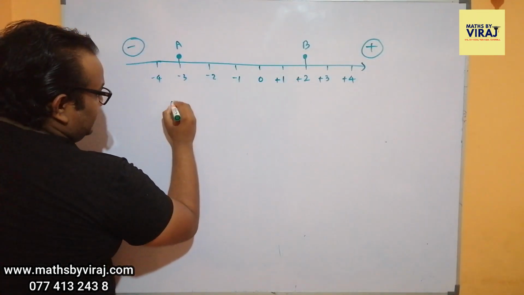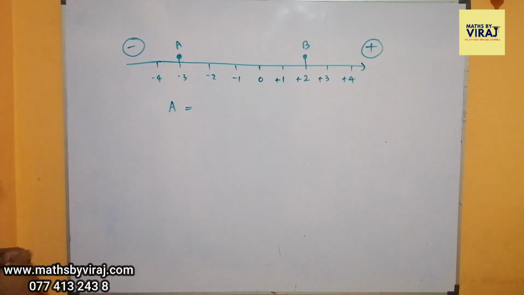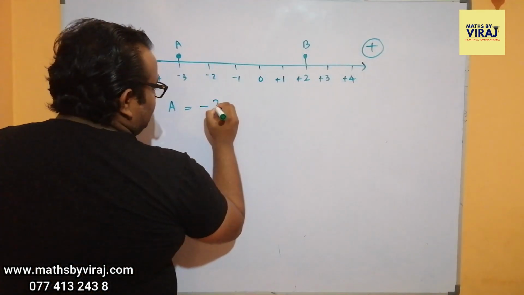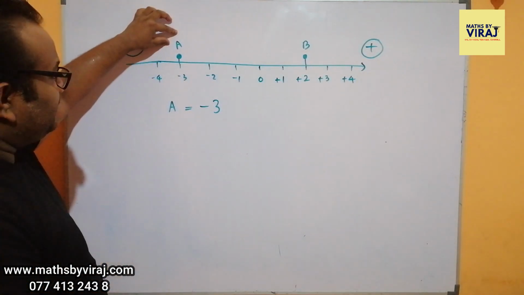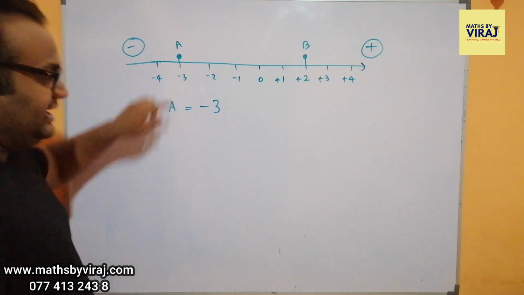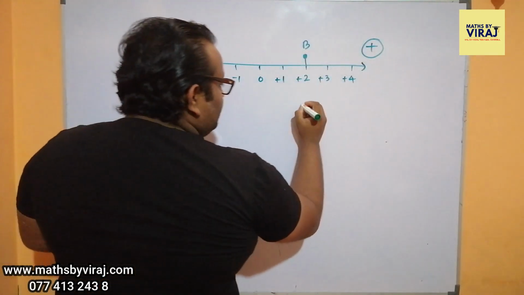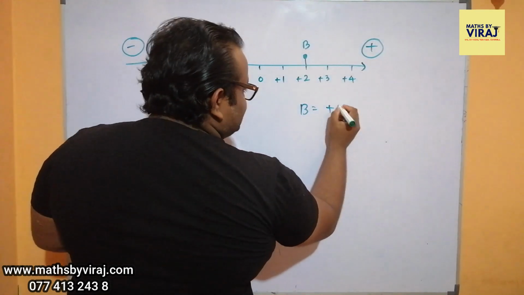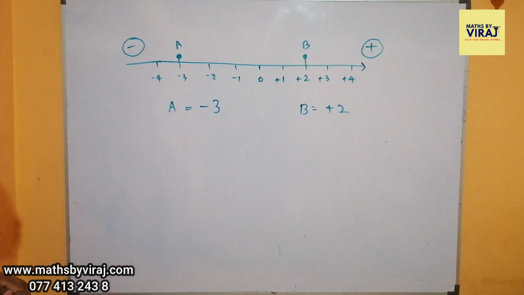If I am to say the position of A is minus 3. Therefore, I can say that value of A is minus 3. So, what is the value of B then? Value of B is plus 2.